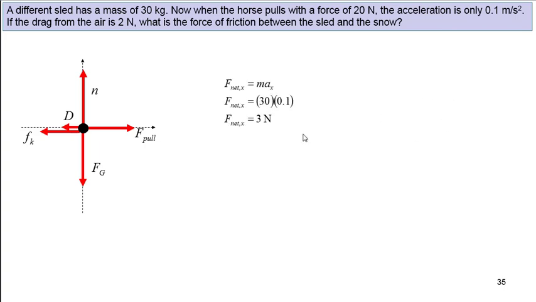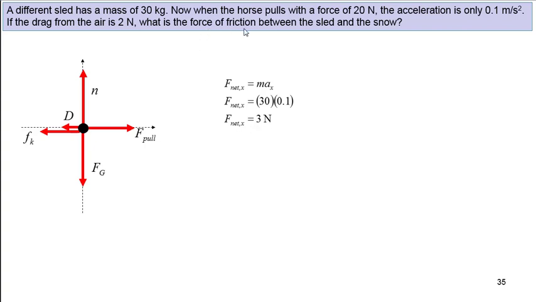In this case, I know what my acceleration is. They're telling me this acceleration. It's the acceleration in the x direction, so that's going to help me figure out my net force in the x direction. So here I'm using Newton's second law. I plugged in my acceleration and my mass, and I find that the net force in the x direction is equal to 3 newtons. Okay, well, how can I use that?